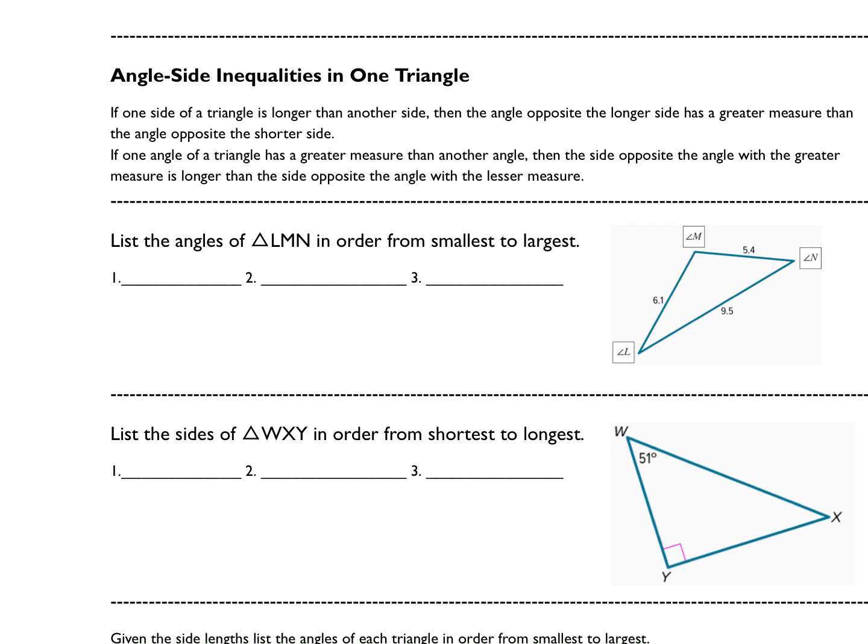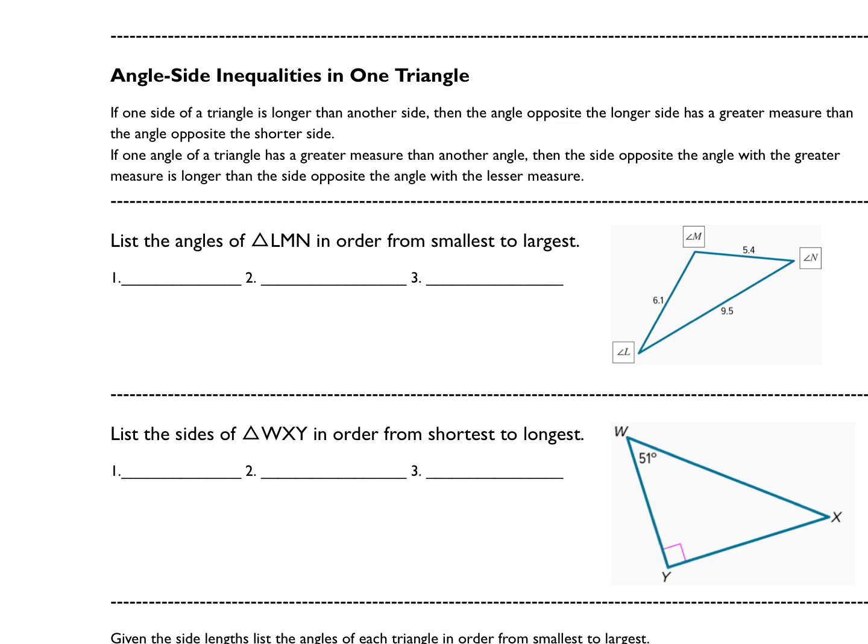Now, angle-side inequalities in one triangle. If one side of a triangle is longer than another side, then the angle that is opposite the longer side has a greater measure than the angle opposite the shorter side. So if one angle of a triangle has a greater measure than another angle, the side opposite the angle with the greater measure is longer than the side opposite the angle with the lesser measure.